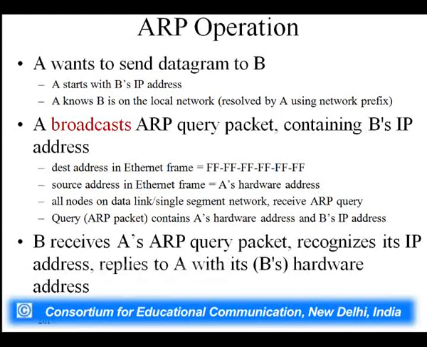And what does it do now? As I said, B will receive, other machines will also receive, and then they will make an ARP packet, and after recognizing the IP address, it will send a reply with the hardware address. Now, when it is sending, I said the destination address in the Ethernet frame is FFFF, all Fs.